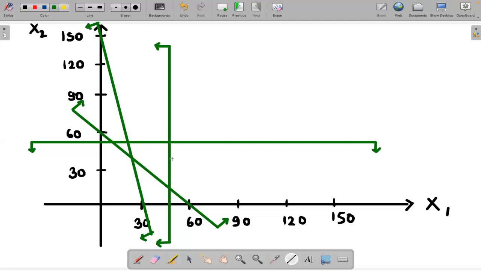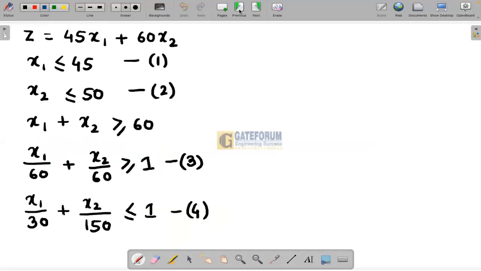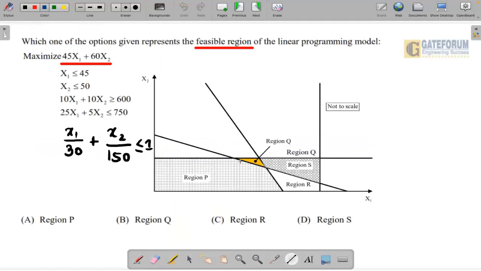Now when you see all the regions together, this is going to be your feasible region, because greater than this, less than this, so this is going to be your feasible region. You may denote it like this, a very small part. This is your A, this is your B, this is your C. Now compare this drawing with the options given. It is absolutely clear that this is your feasible region, so the right answer is region Q.